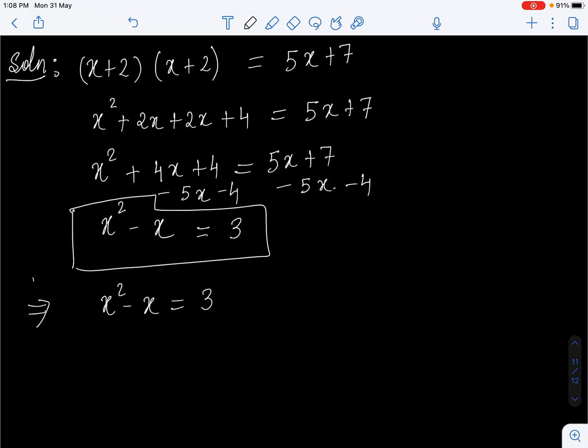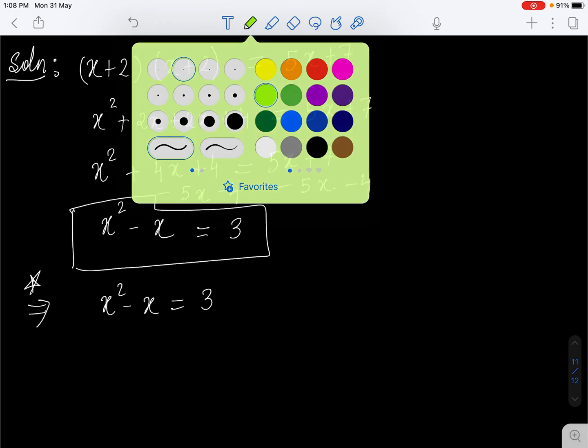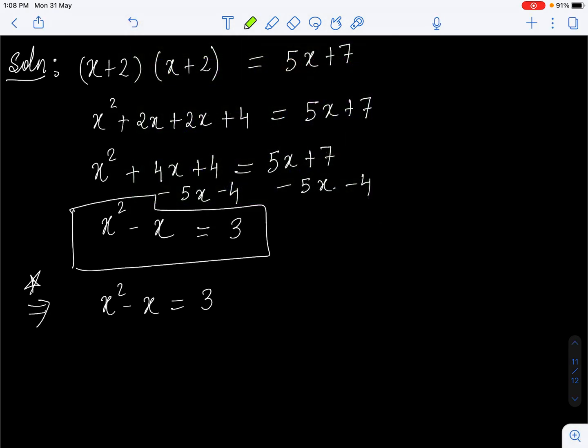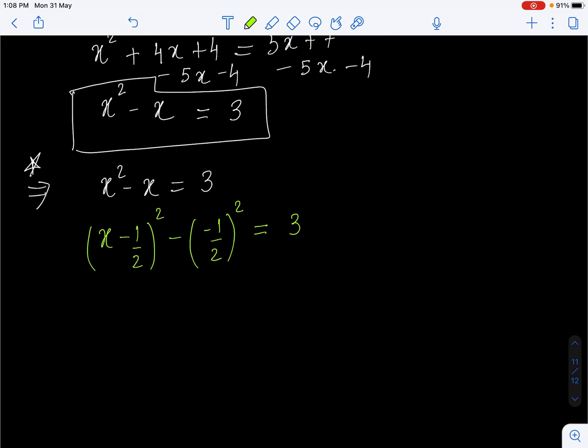Now this is the simplified version, because we need all x terms on one side and the constant term on the right hand side. So now I will try to make a perfect square. I know this is minus 1. So half of minus 1 is minus half. So I will write (x minus half) whole square minus (half) whole square equals 3. This is how we learnt it. So now this will be (x minus 1/2) whole squared.